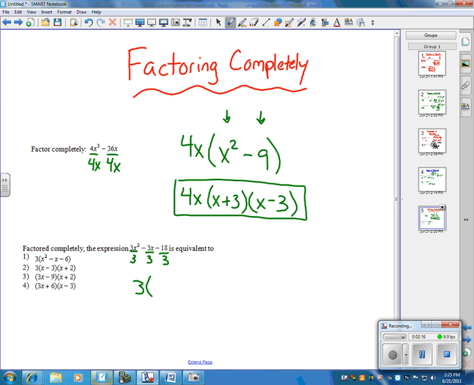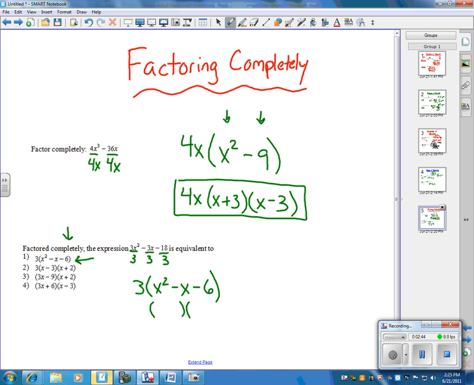Now what you're going to notice is that as soon as I finish this step, I'm going to have answer 1 staring me in the face. Now, this squared right here is telling us that we could factor it some more. So if I go for 1, I'm not going to have it factored completely. So I'm going to have to go ahead and factor what's in the parentheses.